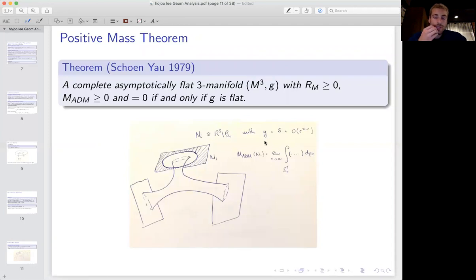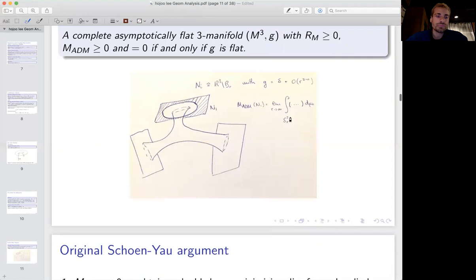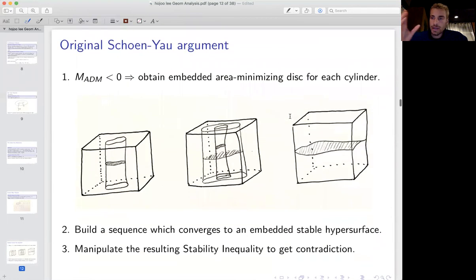And so, you know, showing that this mass is non-negative was a big open problem, and Schoen-Yau resolved it. And they also have the wonderful rigidity that it is zero if and only if g is flat. So let me go through the original Schoen-Yau argument because I think it's relevant for what's to follow. There are different proofs. There are spinor proofs. There's a proof by Witten. There are refinements of this proof by Witten, explanations of this proof by Witten. So there are other ways to approach this, but for the purpose of this talk, I'll go through this proof.